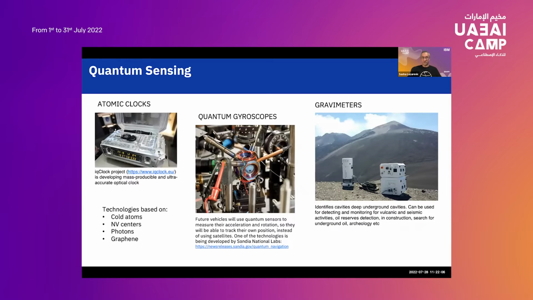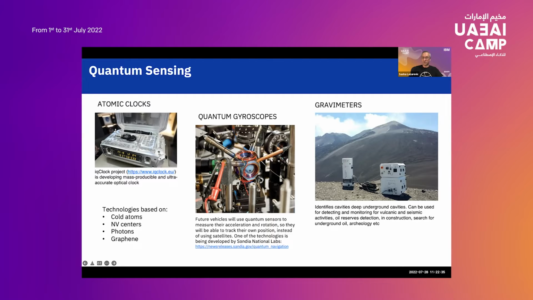So talking first about quantum sensing, this is maybe the most mature part of the quantum technologies. We know about atomic clocks. They have existed for decades. Now, what researchers are trying is to make them portable, cheaper, easier to use and lighter. And these are some of the projects that people are working on here in the European Union.